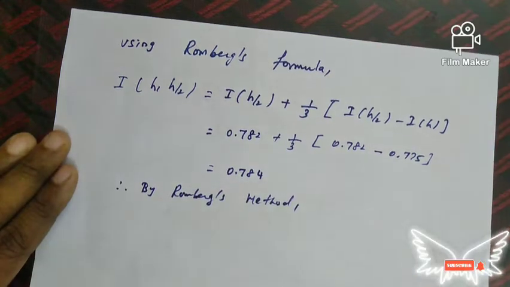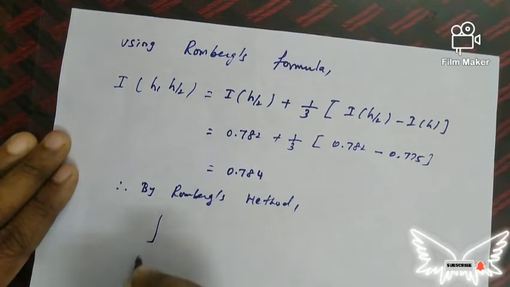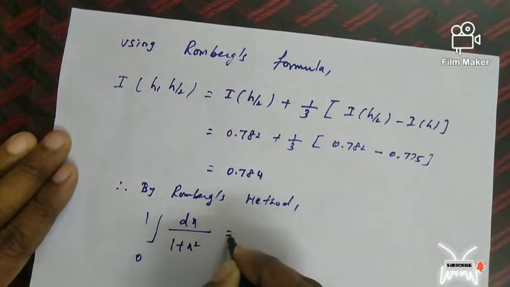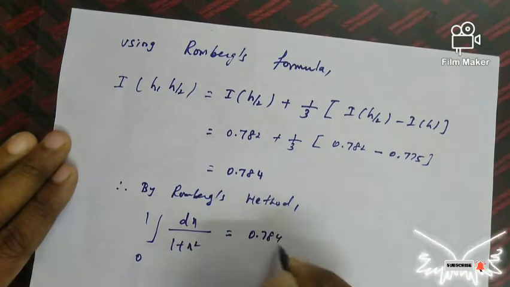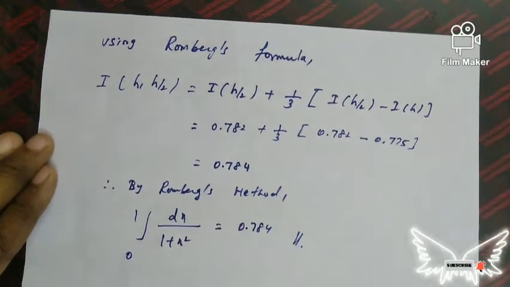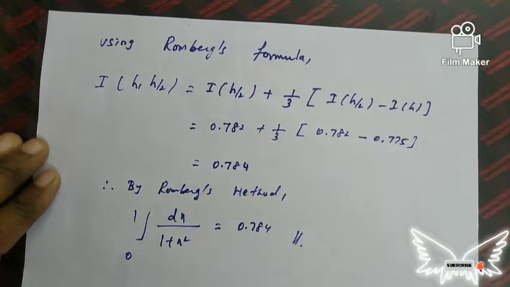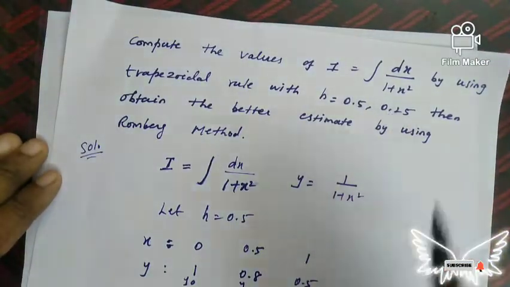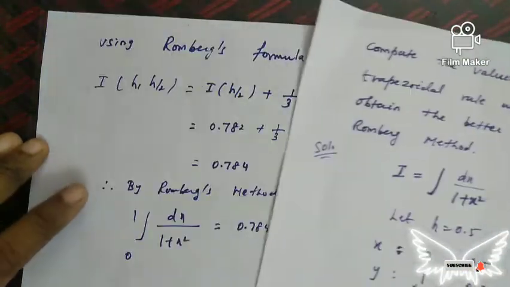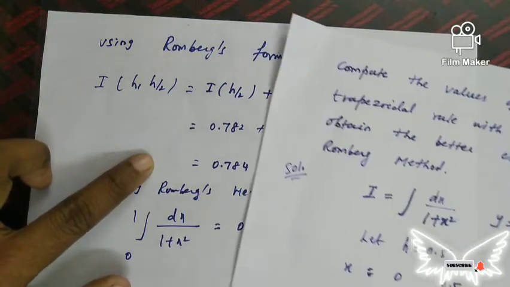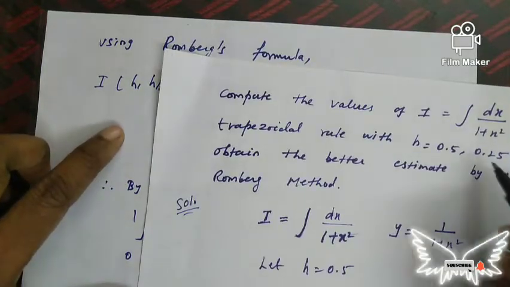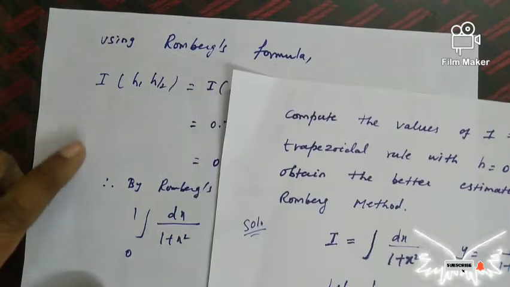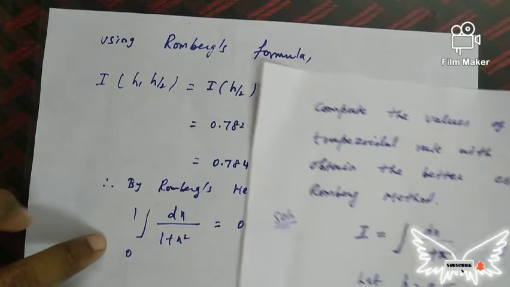Therefore, by Romberg's method, the given integration, what is the given integration? Integral 0 to 1 dx by 1 plus x square equals 0.784. In this question it is given that h is equal to 0.5 and 0.25. That is the reason why we have stopped the procedure here. If one more point, h equal to 0.125, were given, we would have to go for I of h by 2 comma h by 4 also.